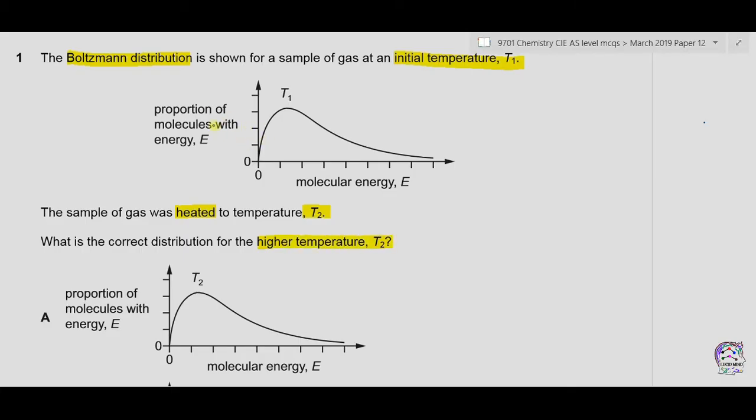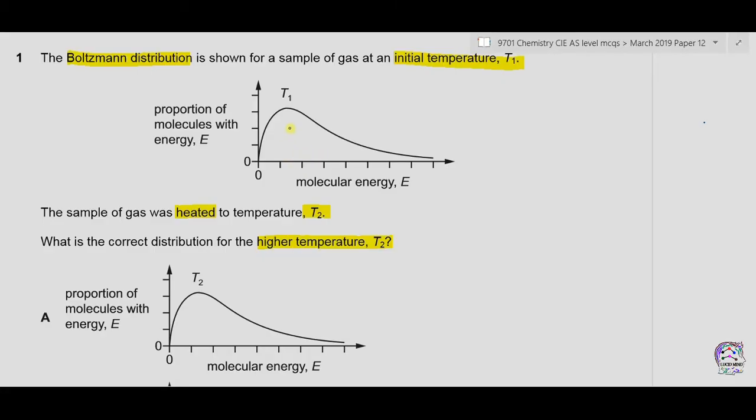This question is about the Boltzmann distribution of energies. We can see that this curve shows the distribution of energy for temperature T1. When the temperature is increased, what will happen to this curve? So you have to remember a few points. First is that the area under the curve always remains constant, as we are not increasing or decreasing the number of molecules, we are just increasing the average molecular energy.